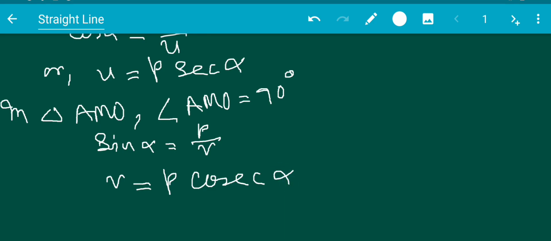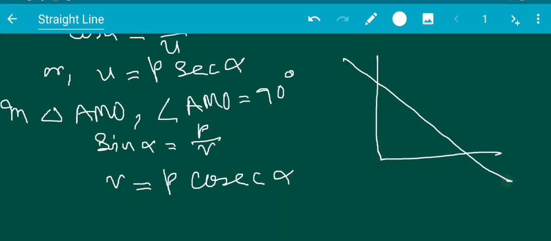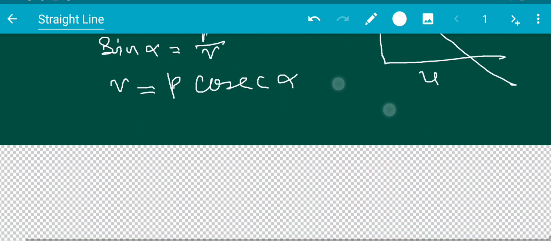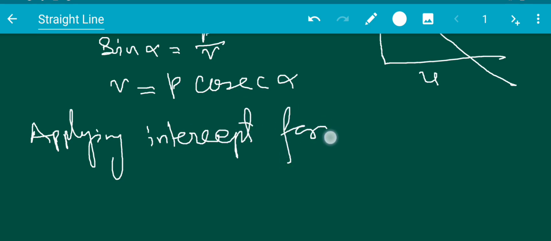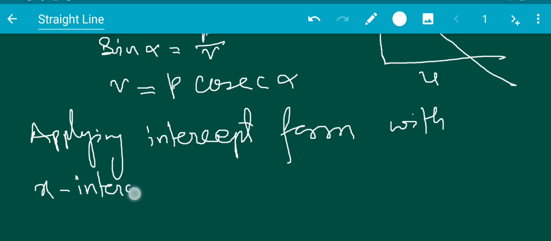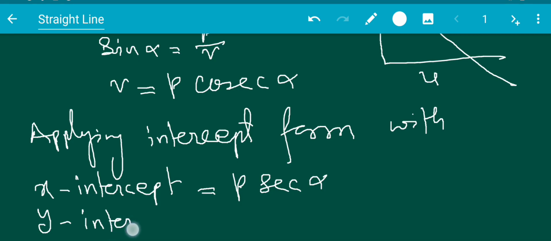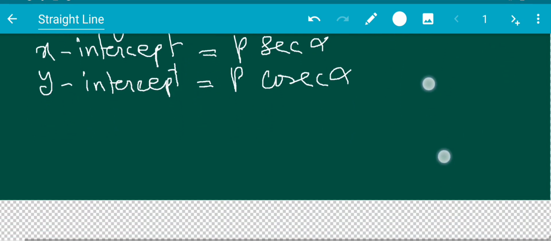So you see, now from the details of the intercept form, you know the intercepts of the line. So applying the intercept form with the x-intercept, what is your x-intercept? The x-intercept is p sec alpha, and the y-intercept is p cosec alpha. So now just simply find the equation of the line.